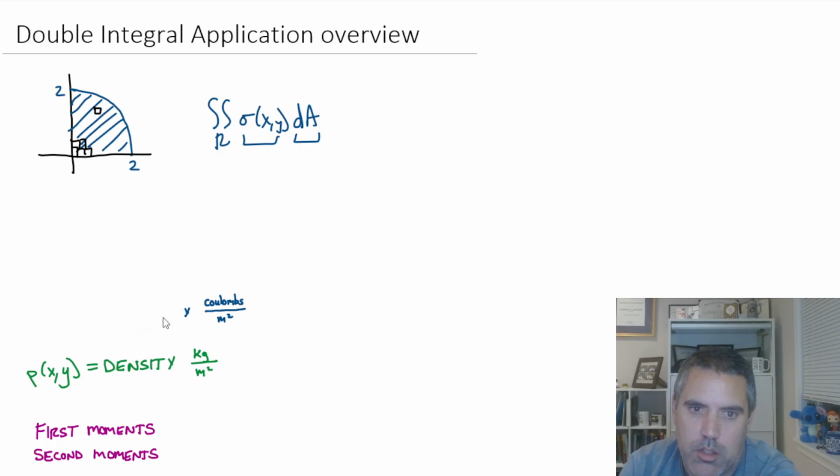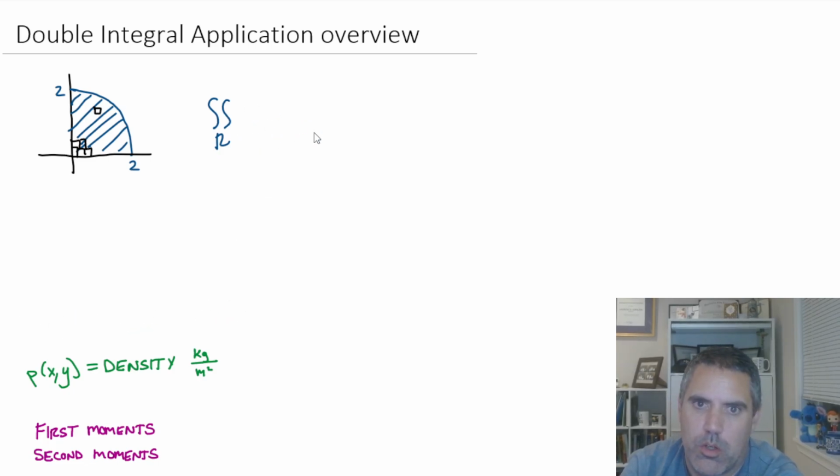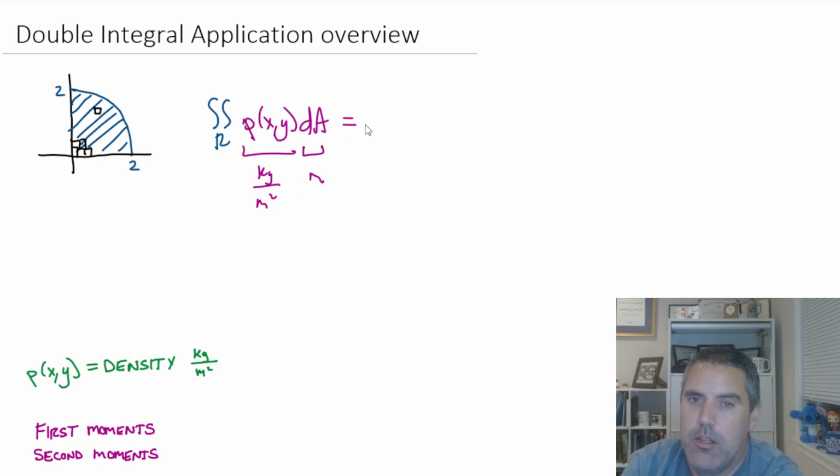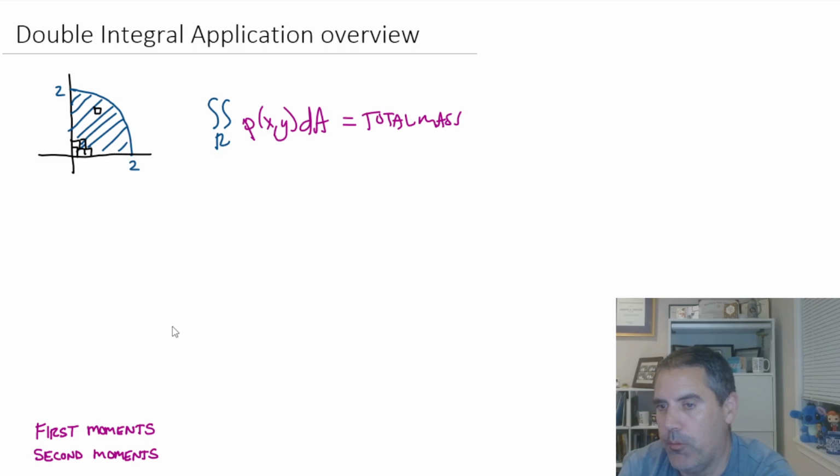The one we do in our class is what if this is the density in terms of mass? So this is kilograms per square meter, and this is meters, and we call this the total mass of the system in kilograms. So that's a nice little example.